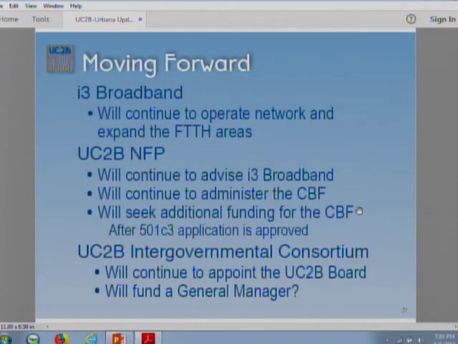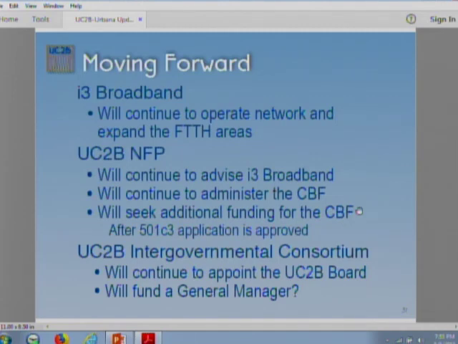The Intergovernmental Consortium still exists. The members appoint the current UC2B board. Each agency appoints 3 people. And our big question going forward is, will we get to a point where the consortium perhaps has a general manager that is funded somehow?